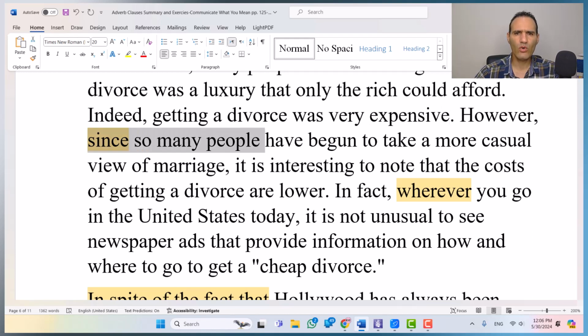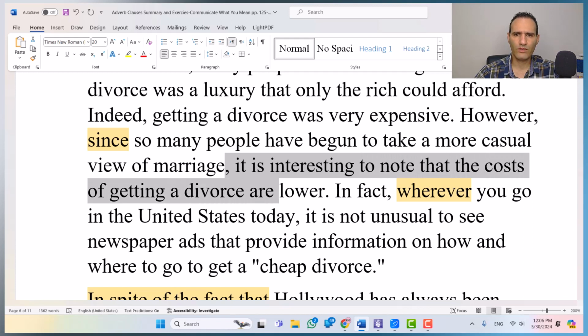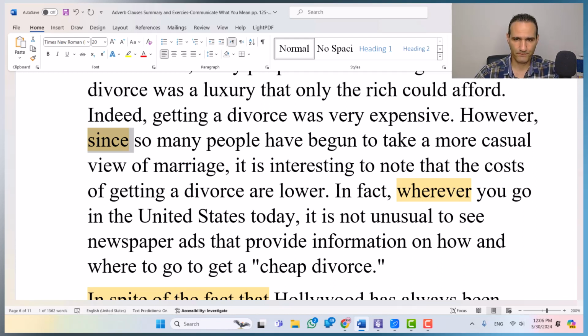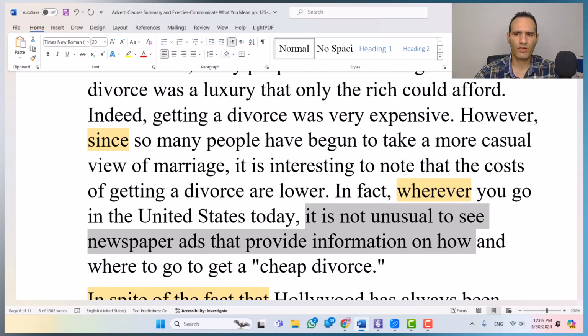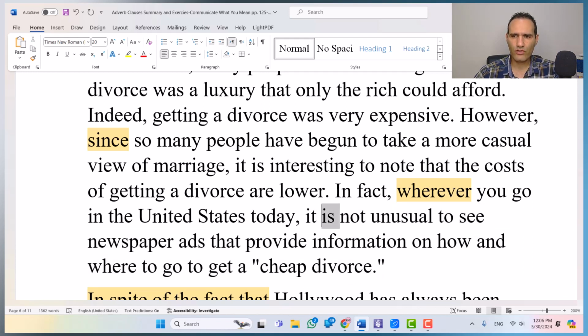However, since so many people have begun to take a more casual view of marriage, it is interesting to know that the cost of getting a divorce is lower because so many people. So, adverb clause of cause. In fact, wherever you go in the United States today, it's not unusual to see newspaper ads that provide information on how and where to go to get a cheap divorce. It's not unusual to do something. Beautiful. Wherever, adverb clause of place.